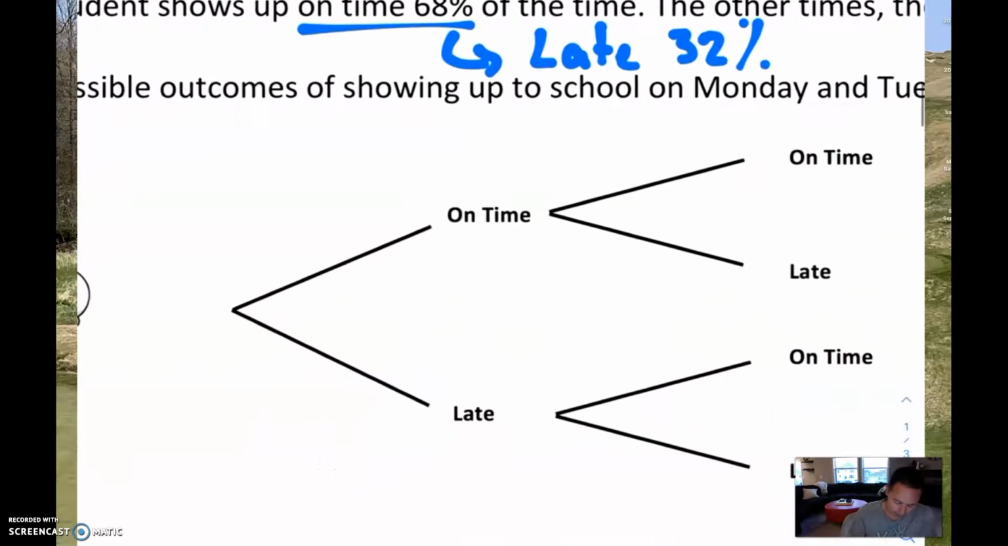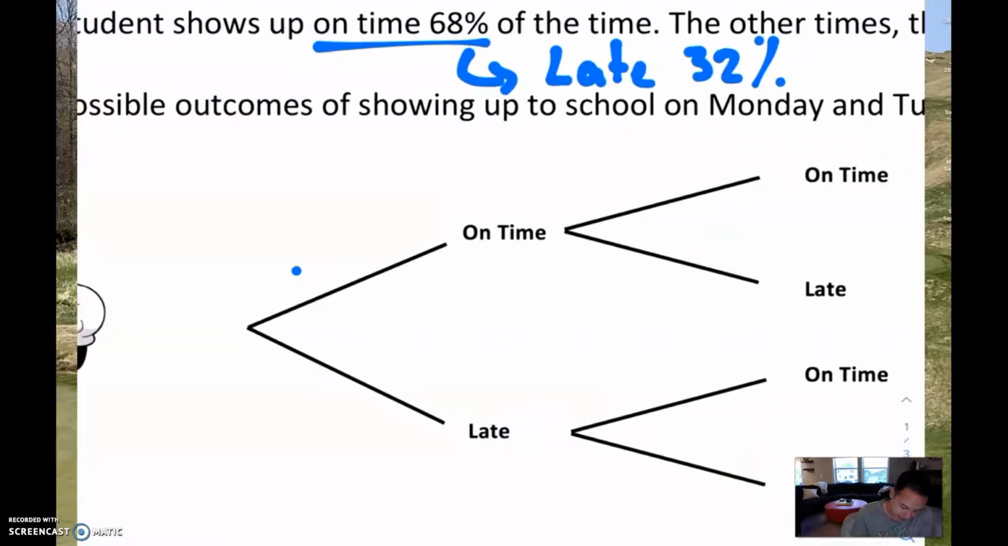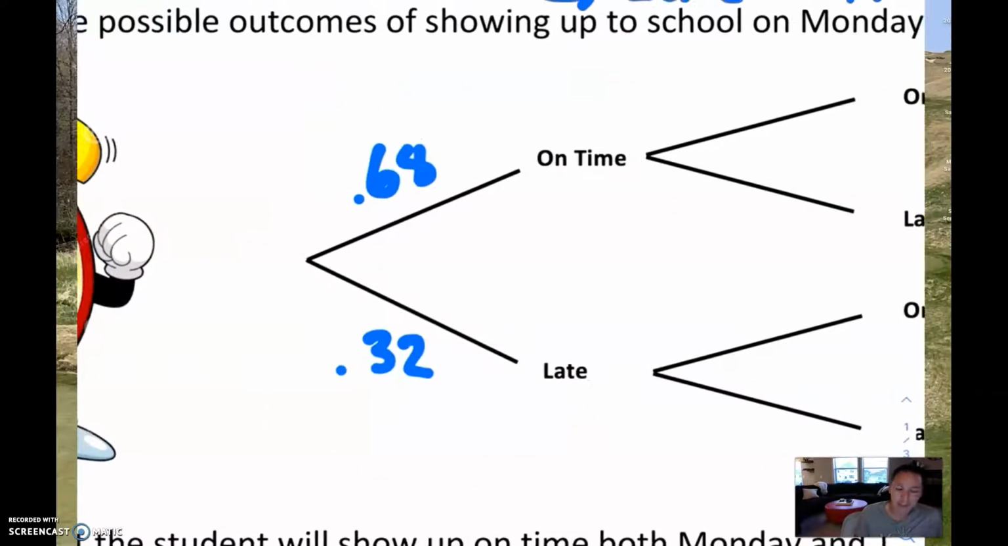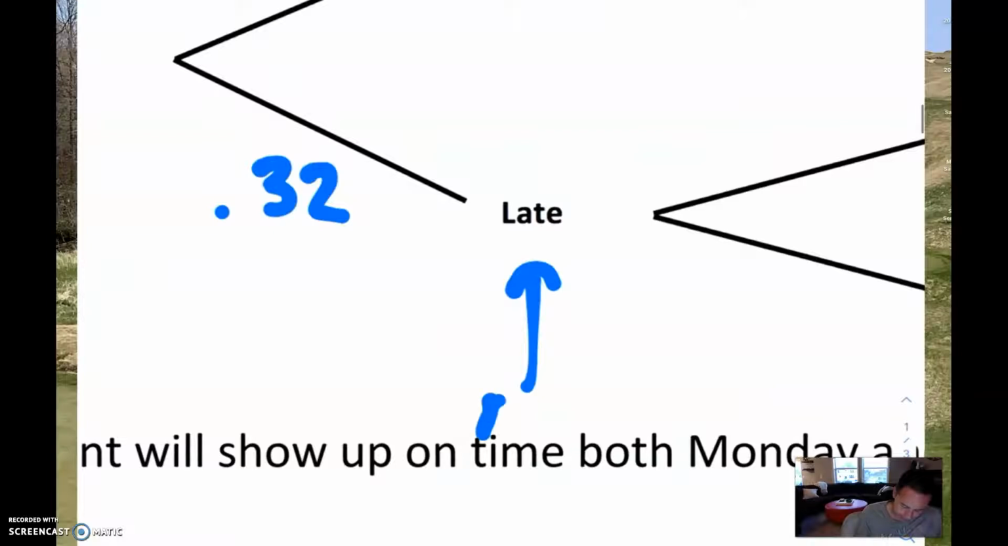So here's Monday. This is going to be the first split. They could either be on time or they could be late. They are on time 68% of the time. I'm going to call that 0.68. Or on Monday, they could be late, and that's a 32% chance of happening. So this first split here was on Monday.